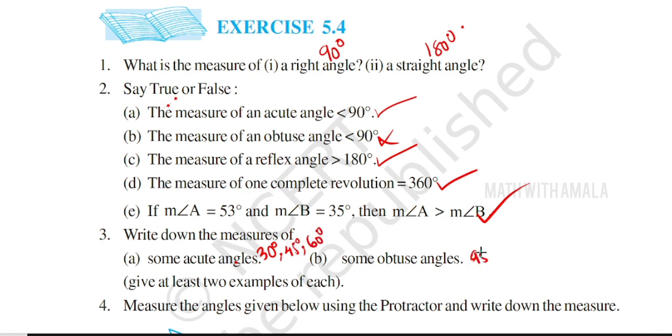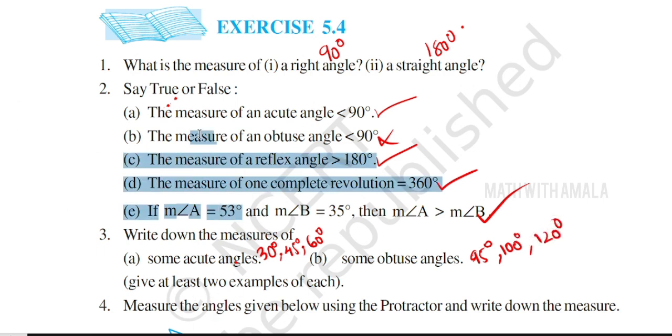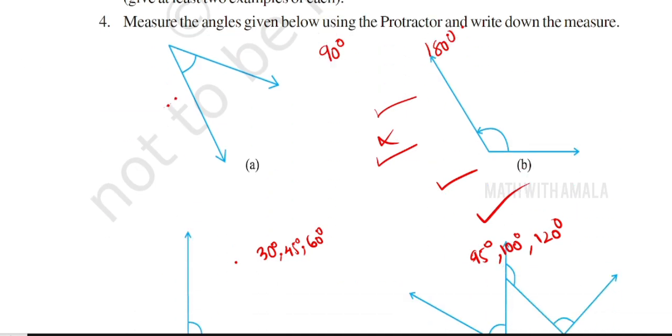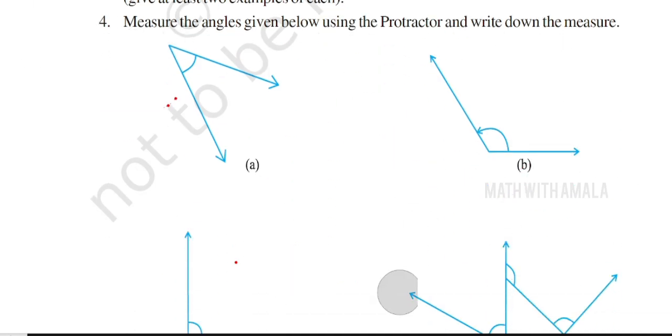Write down the measures of some acute angles. You can give 30, 45 and 60. Some obtuse angles are 95, 100 and 120 degree. Next one, measure the angles given below using the protractor and write down the measures.